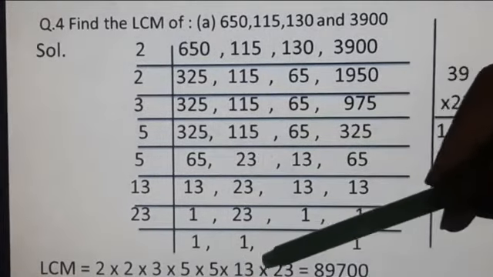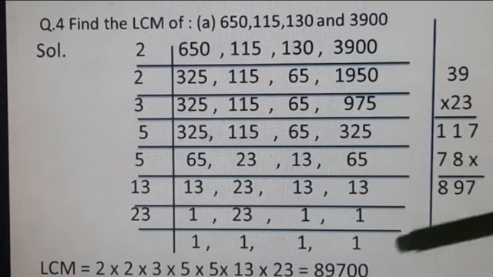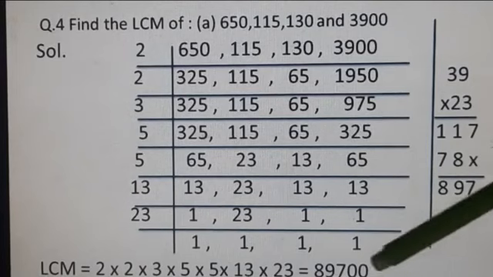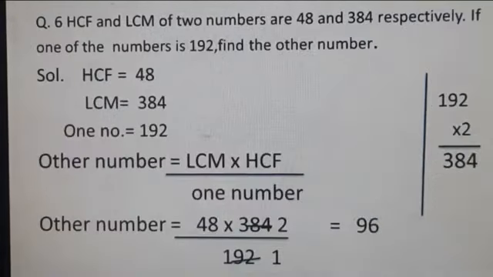Now 3900 multiply by 23. If we multiply 39 with 23, we will get 897. And then to the right side, we will write down 2 zeros. So after multiplication, our answer will become 89,700. For multiplication, here we can do rough column on the right side.